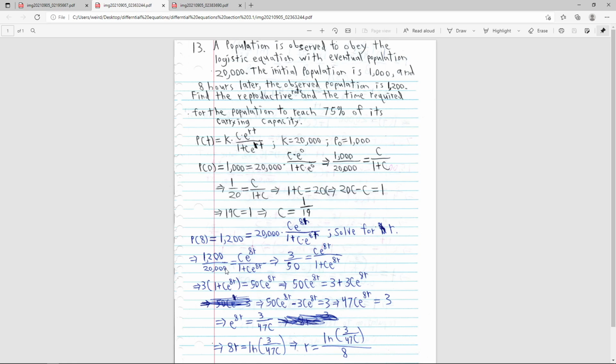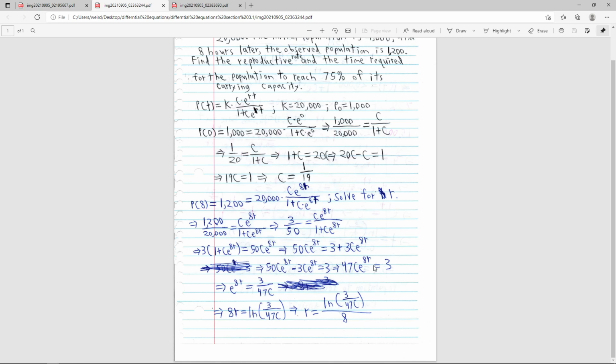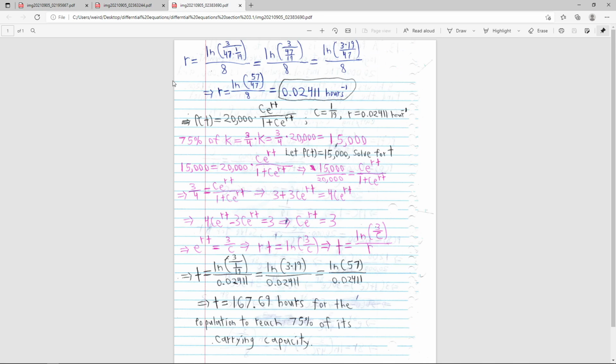So 1,200 divided by 20,000 is equal to this expression, which is 3/50 on simplification. Then we cross multiply, so we get 3 times 1 plus Ce^(8r) equal to 50Ce^(8r). Subtraction again like before, so it's 47Ce^(8r) equals 3. Divide by 47C, take the natural log, divide by 8. So you get r equals the natural log of 3 divided by 47C, all divided by 8. Now we can plug in for C and solve for r. So 1/19 times 47 will be 47 divided by 19.